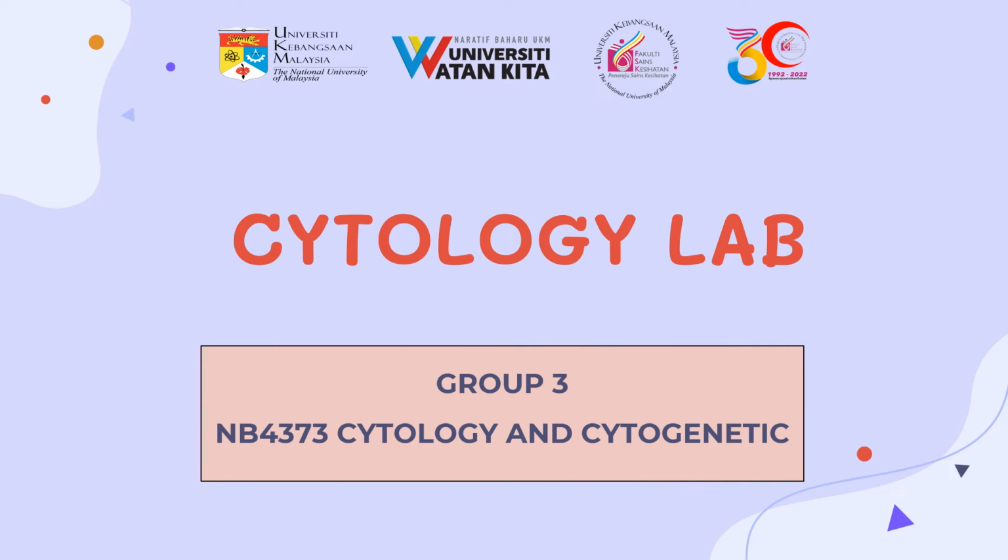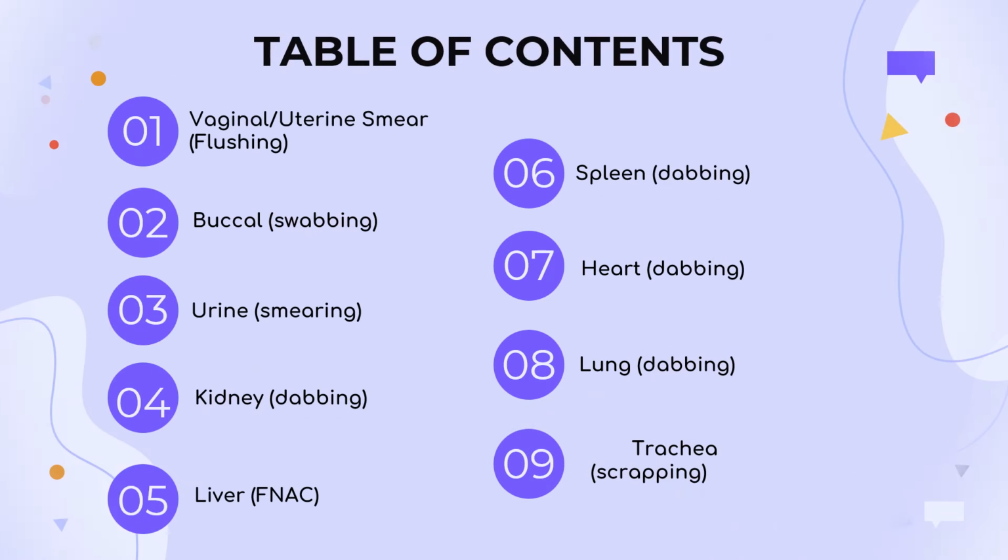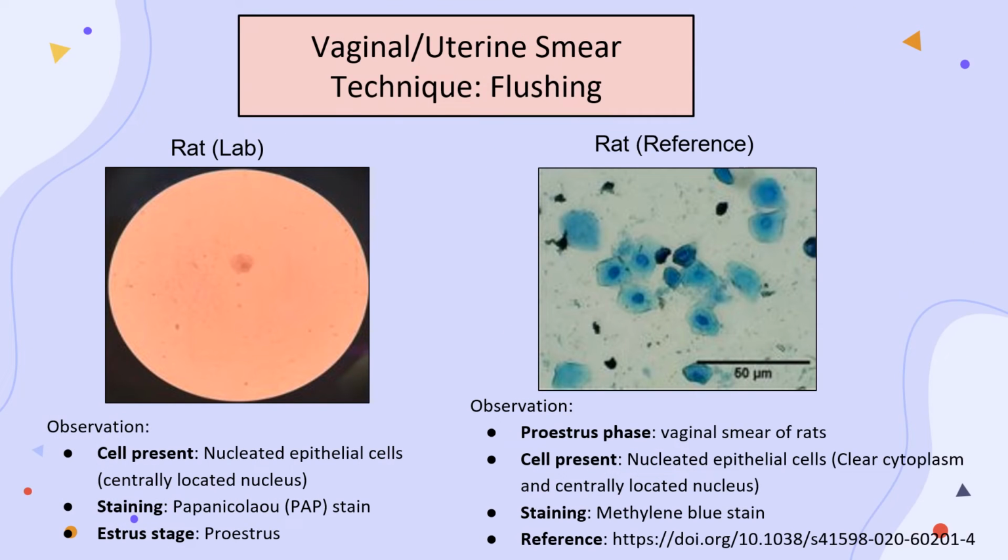Next is cytology lab staining. The table of content consists of specimens and techniques used in this experiment. For vaginal or uterine smear, we are using Papanicolaou stain to stain the cells. Then we observe the stained slide under the microscope at 10x magnification.